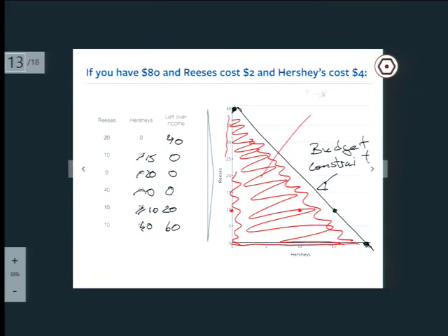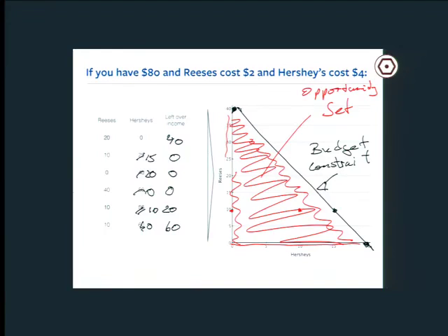this red area right here, that's called the opportunity set. Okay? This is called the opportunity set. This is the set of bundles I can afford with my income. The red bundles are ones where I have income left over, and the ones on the actual budget constraint right here are the ones where I'm spending all of my income.